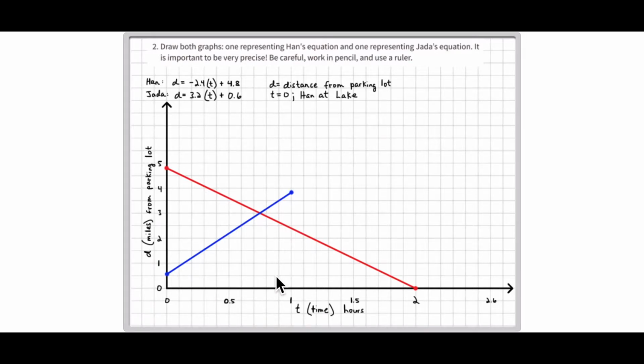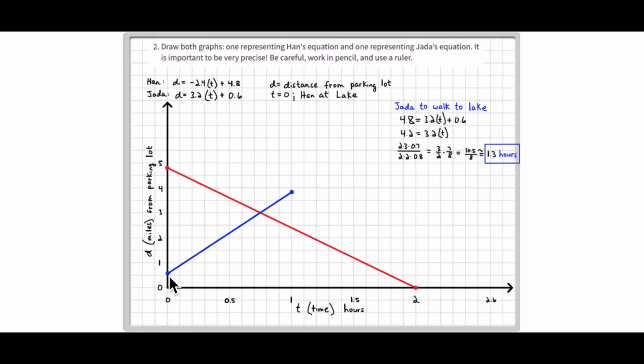So in 1 hour, she's going to go up. She's going to go away from the parking lot 3 2/10 miles. So you have to add 3 2/10 to 6/10. That's 3 8/10. So you go up here, and this is the point that she's at in 1 hour, 3 8/10 miles from the parking lot. Remember, you have to add that 6/10 to the 3 2/10 because she's starting at 6/10 of a mile from the parking lot.